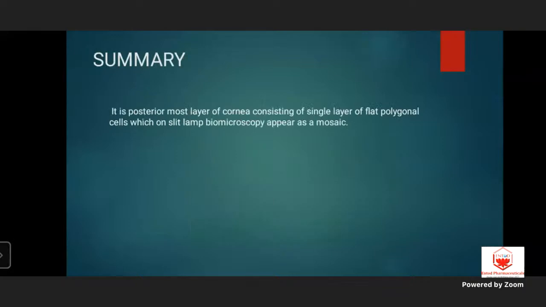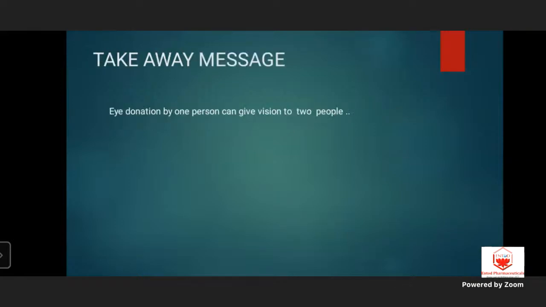In the summary, I would say that it is the posterior-most layer of the cornea, consisting of a single layer of flat polygonal cells, which on slit lamp biomicroscopy appear as mosaic. And my takeaway message is, by donation of eyes by one person, we can give vision to 2 people. And it is the same as donating life, and it is very necessary.